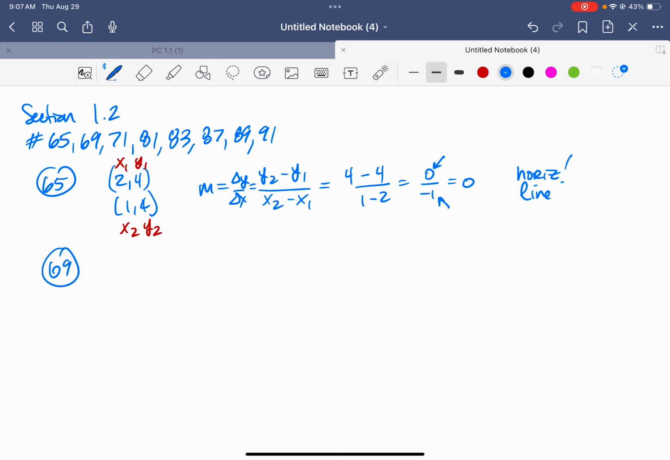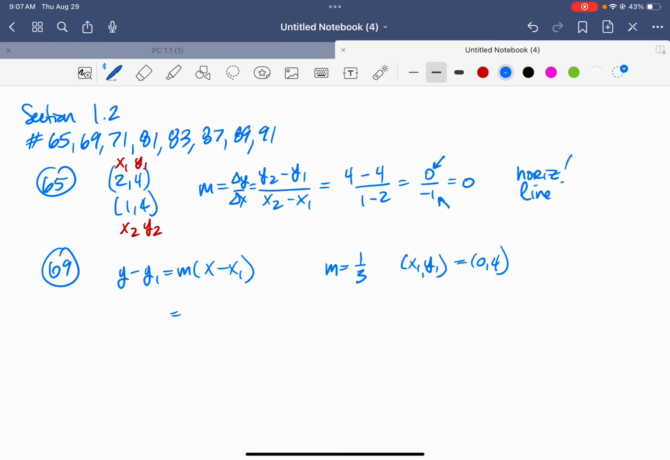It asks us to find an equation satisfying the given conditions. Well, it gives us a slope and a point, so I'm going to use point slope, which is y minus y1 is equal to m times (x minus x1). If you do not have that memorized, definitely do. So in this case, my slope is 1/3, and my (x1, y1) is (0, 4).